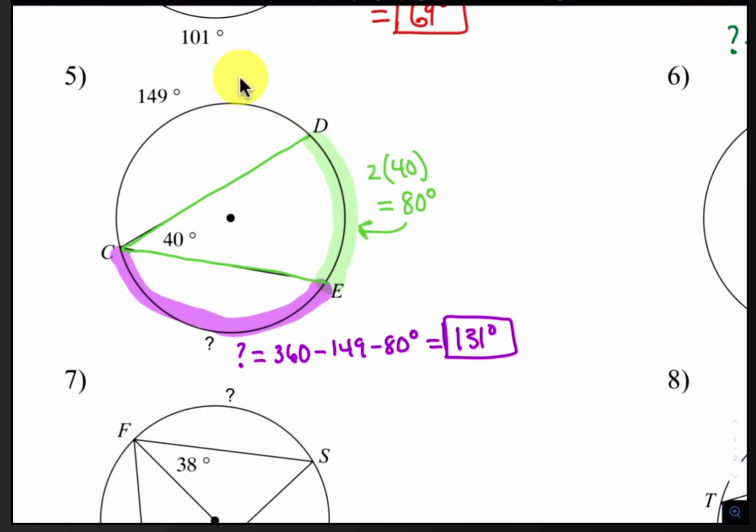Now we can look at the entire circle. The arc from C to D is 149. The arc from D to E is 80. So the question mark is the entire circle, which is 360. Take away 149 and then also take away the 80. 360 minus 149 minus 80 leaves us with 131. So the question mark is 131.